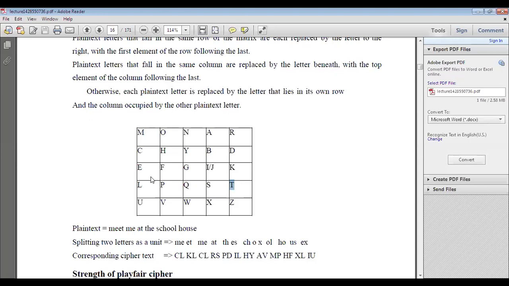So you have to represent it as a rectangle, not a triangle, in a rectangle manner. So what is the character here? E.